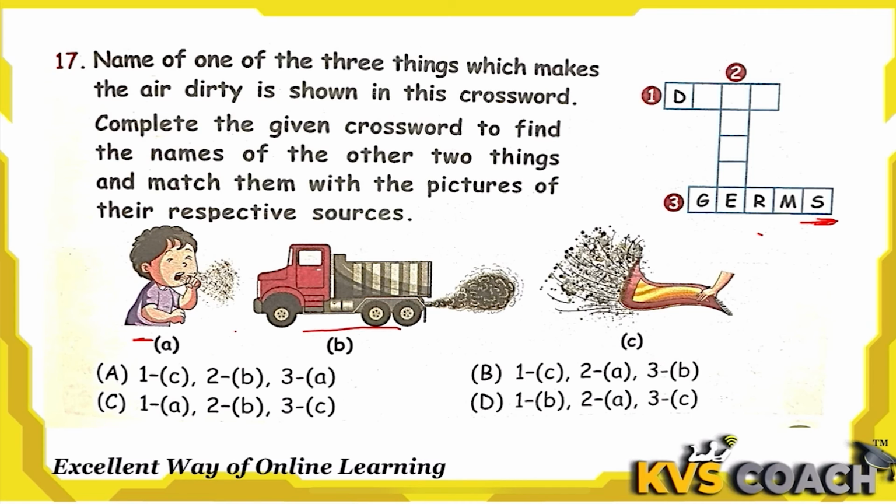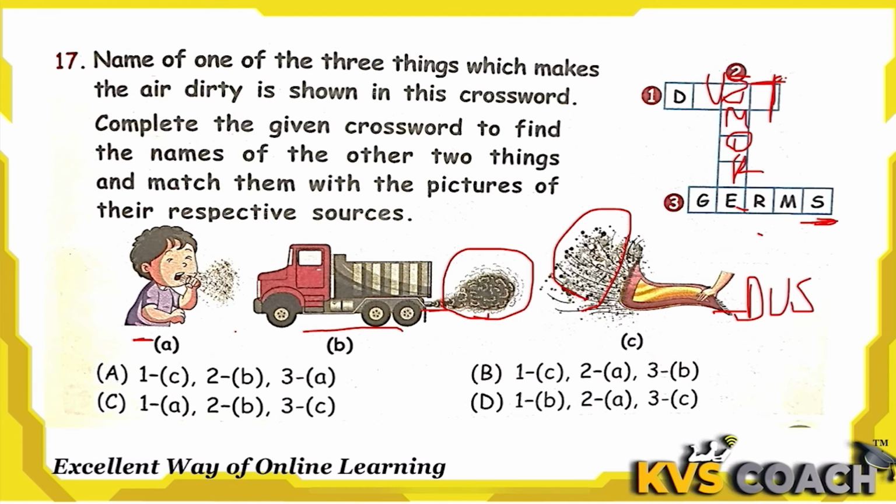In option B, there is a vehicle, and from the silencer, black smoke is coming out. What is this? Smoke. S-M-O-K-E, smoke. And in option C, here is a mat. She is dusting the mat, so it means dust is coming out. D-U-S-T, dust. So this is dust and this is smoke.